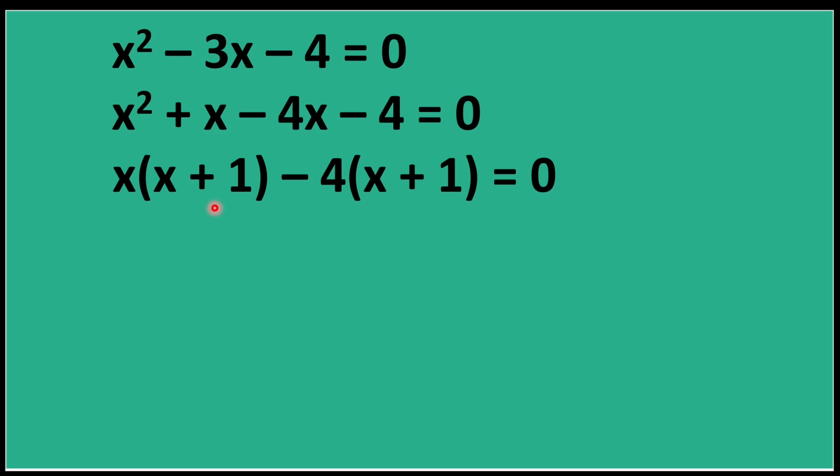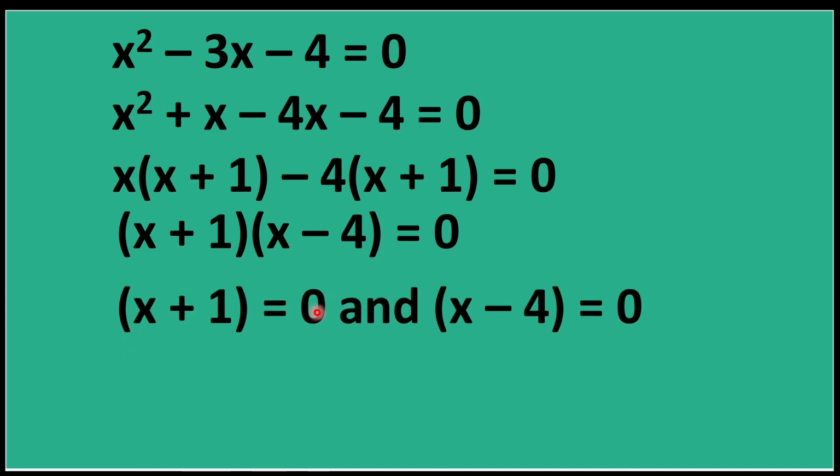So we will take x plus 1 common from here. After taking x plus 1 common, the remaining term will be x over here and minus 4 over here, which is equal to 0. And now we will compare these two terms with 0. So x plus 1 equal to 0 and x minus 4 equal to 0, like this.